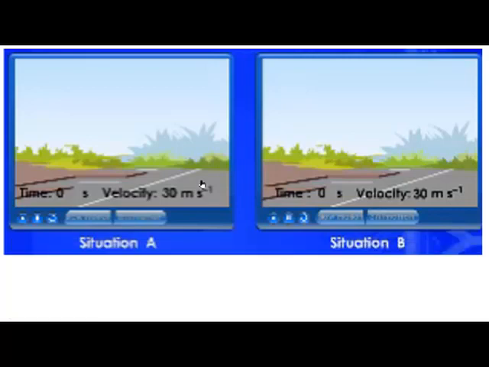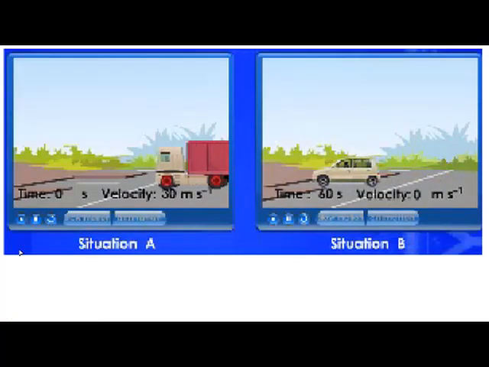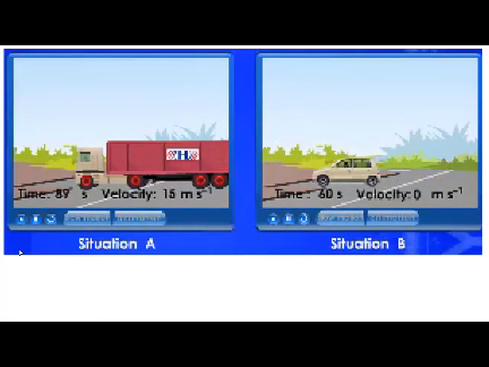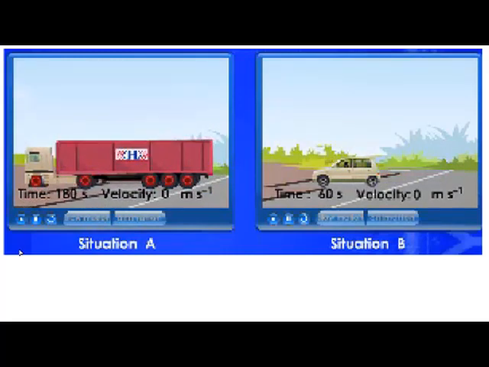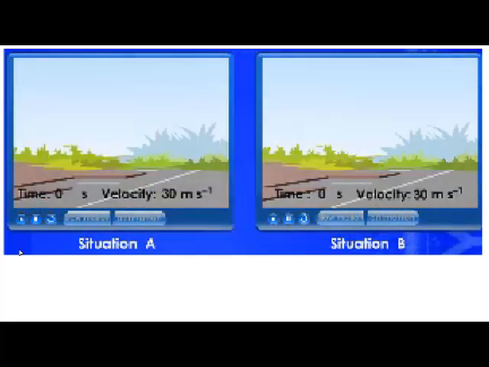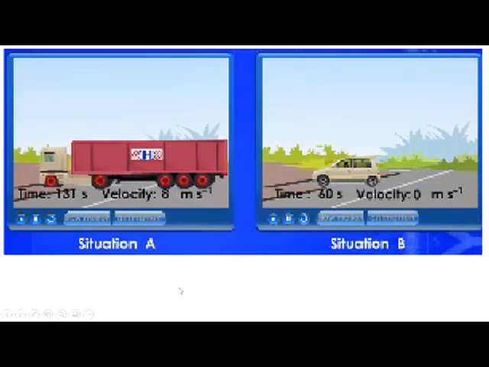So we have a truck with an initial velocity of 30 meters per second, and another one is a car, also moving at a velocity of 30 meters per second, right? Compare the velocity and the time it takes for the lorry and the car to stop. Which is harder to stop?